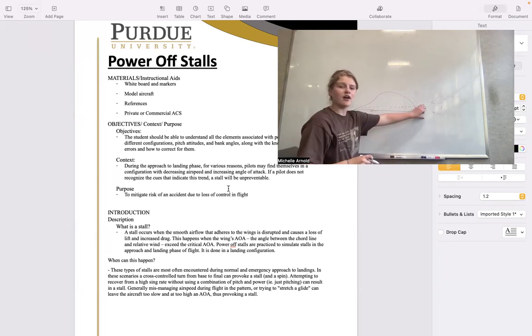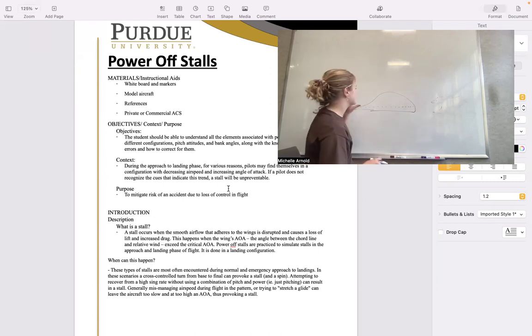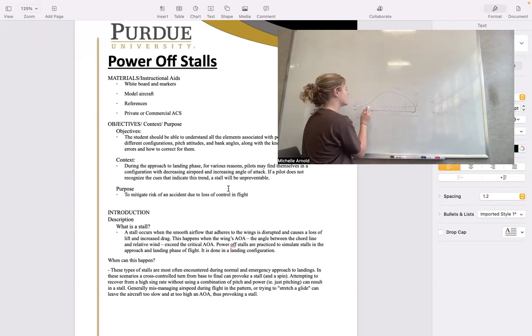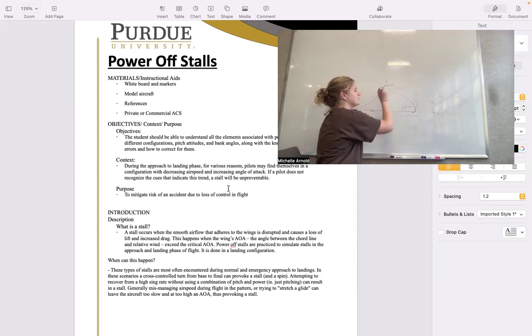So say we're going this way and our relative wind is coming this way. The particles of air on this side of the wing are going to want to get to the other end of the wing at the same time. Since they have a longer distance to go over the top of the wing than they do below the wing, these particles are going to have to move faster in order to get to the end of the wing at the same time as these particles. And these particles moving faster is going to give the air above the wing a lower pressure than the air below the wing, which is going to have a higher pressure.